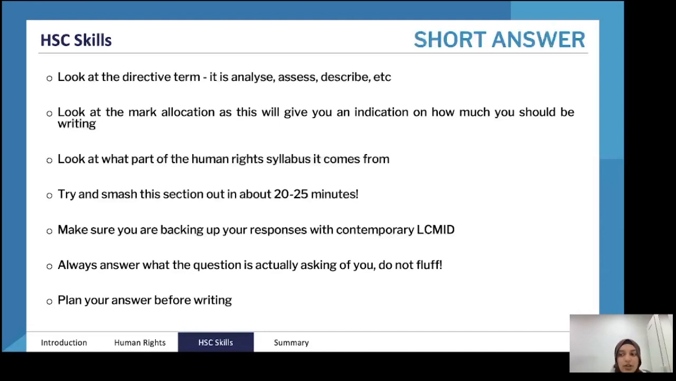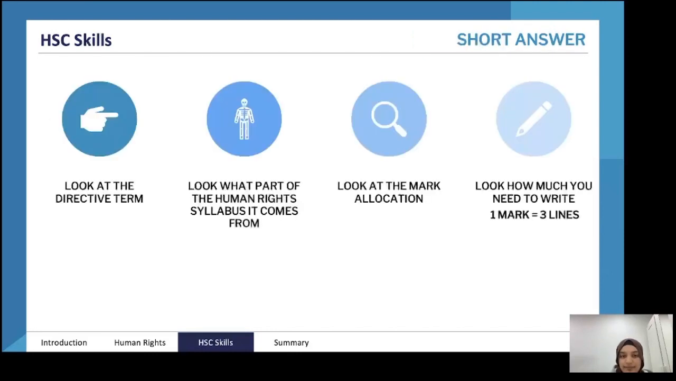Make sure you're checking things off, highlighting things. Look at the timing, so try and practice as much as you can now. Have contemporary LCMID. Always answer what the question's asking of you, so be direct with your answer and plan your answer before you write. So yeah, there you go. Look at the directive term, look at what part of this human rights syllabus it's coming from, look at the mark allocation, and finally look at how much you need to write. So normally 1 mark is equal to 3 lines.